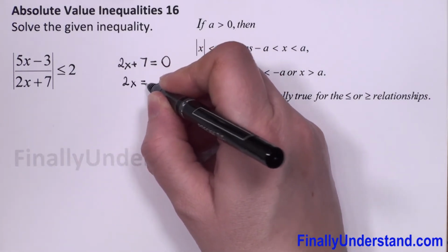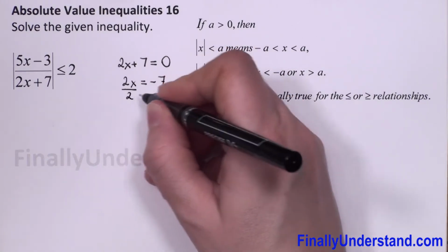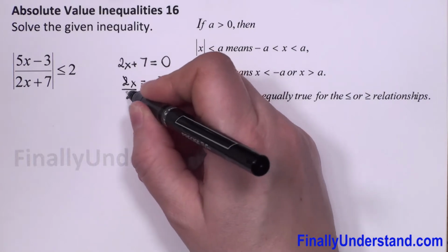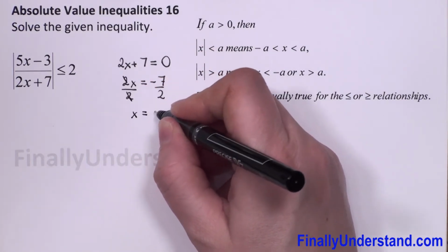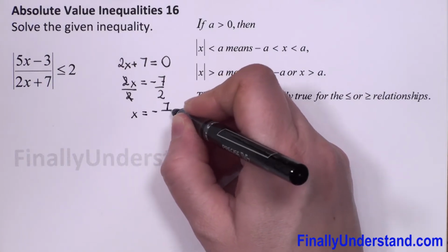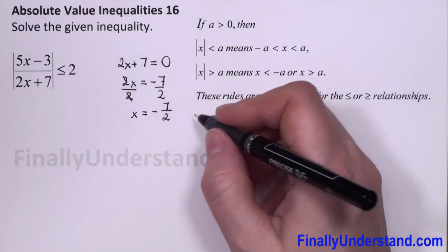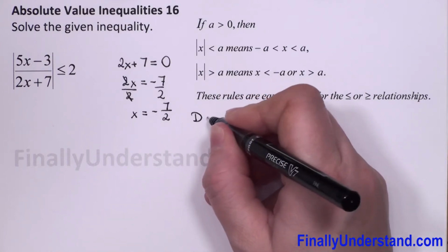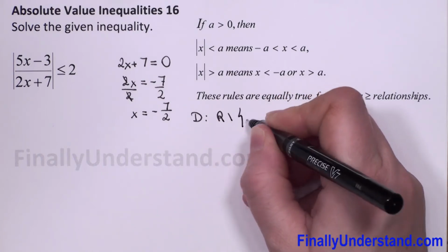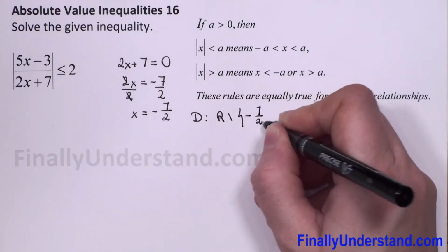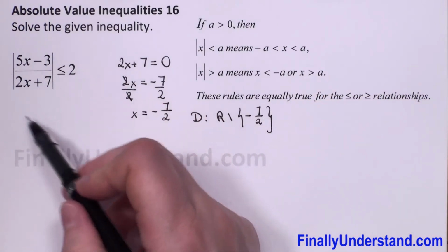2x equals negative 7. I will divide both sides by 2. 2 and 2 will cancel, and we have x equals negative 7 over 2. So it means our domain will be all real numbers excluding negative 7 over 2. When we have the domain, we can go to our inequality.